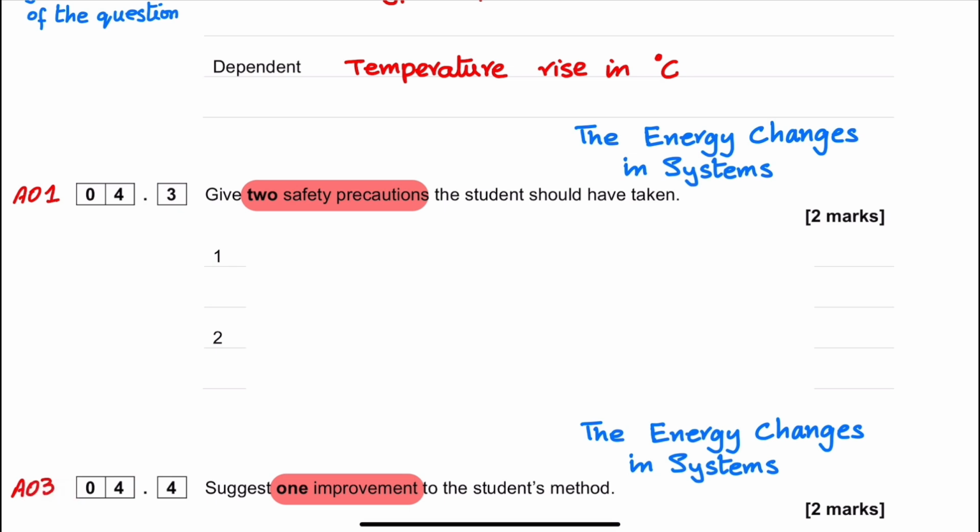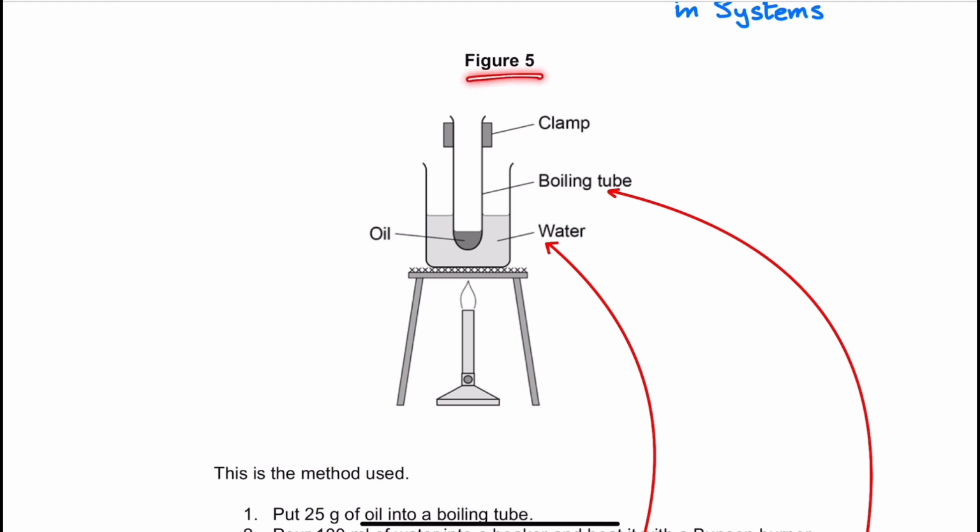4.3 is an A1 question, and this question is again from the energy changes in the system. Name two safety precautions the student should have taken. In figure number 5, we can see the Bunsen burner which has a very high temperature, and the oil is present in the test tube or in the boiling tube. If the boiling tube is heated directly on the flame, the chances are, due to the very high temperature, the boiling tube can break. Therefore, the student needs to use safety goggles or glasses.